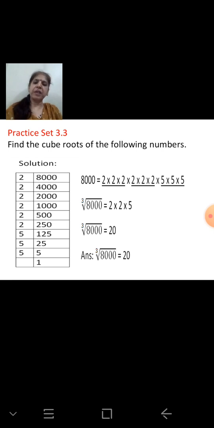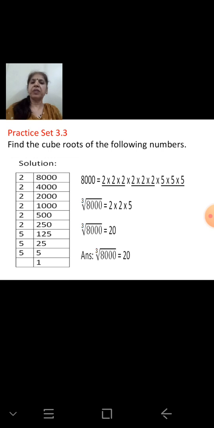Again 25 divided by 5 is 5. 5 divided by 5 is 1. Go on dividing till you get the factor 1. Once you get all the factors, write the factors in the horizontal form. 8000 is equal to 2 into 2 into 2, 2 into 2 into 2, into 5 into 5 into 5.